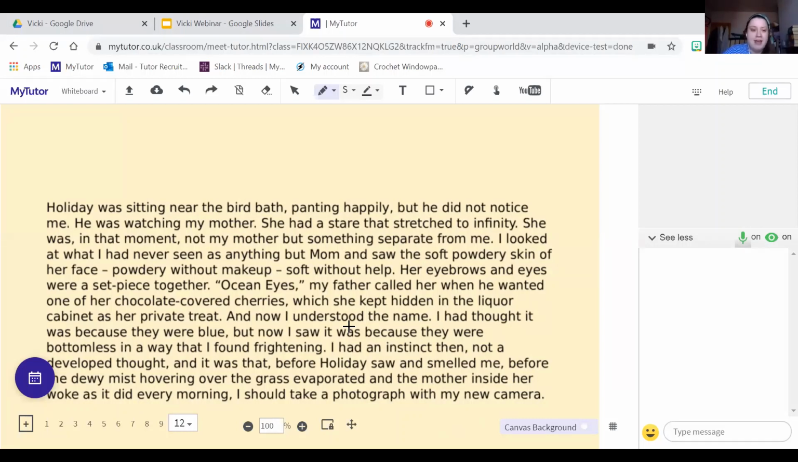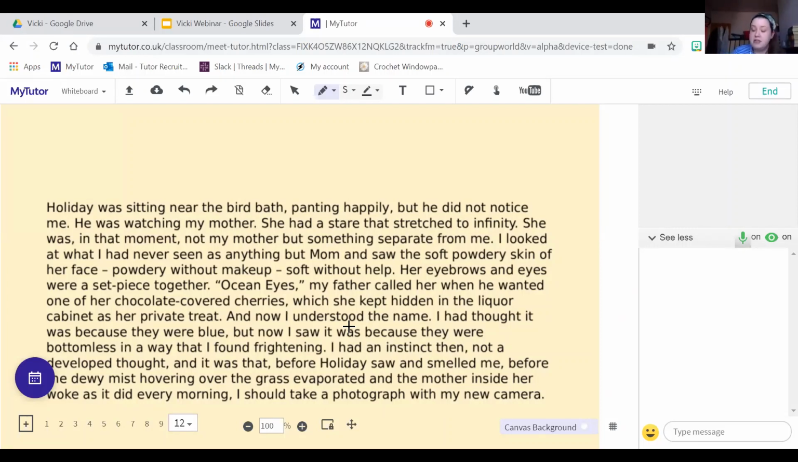rather, when he wanted one of her chocolate-covered cherries, which she kept hidden in the liqueur cabinet as her private treat. And now I understood the name. I had thought it was because they were blue, but now I saw it was because they were bottomless, in a way that I found frightening. I had an instinct then, not a developed thought, and it was that before Holiday saw and smelled me, before the dewy mist hovering over the grass evaporated and the mother inside her awoke, as it did every morning, I should take a photograph with my new camera.